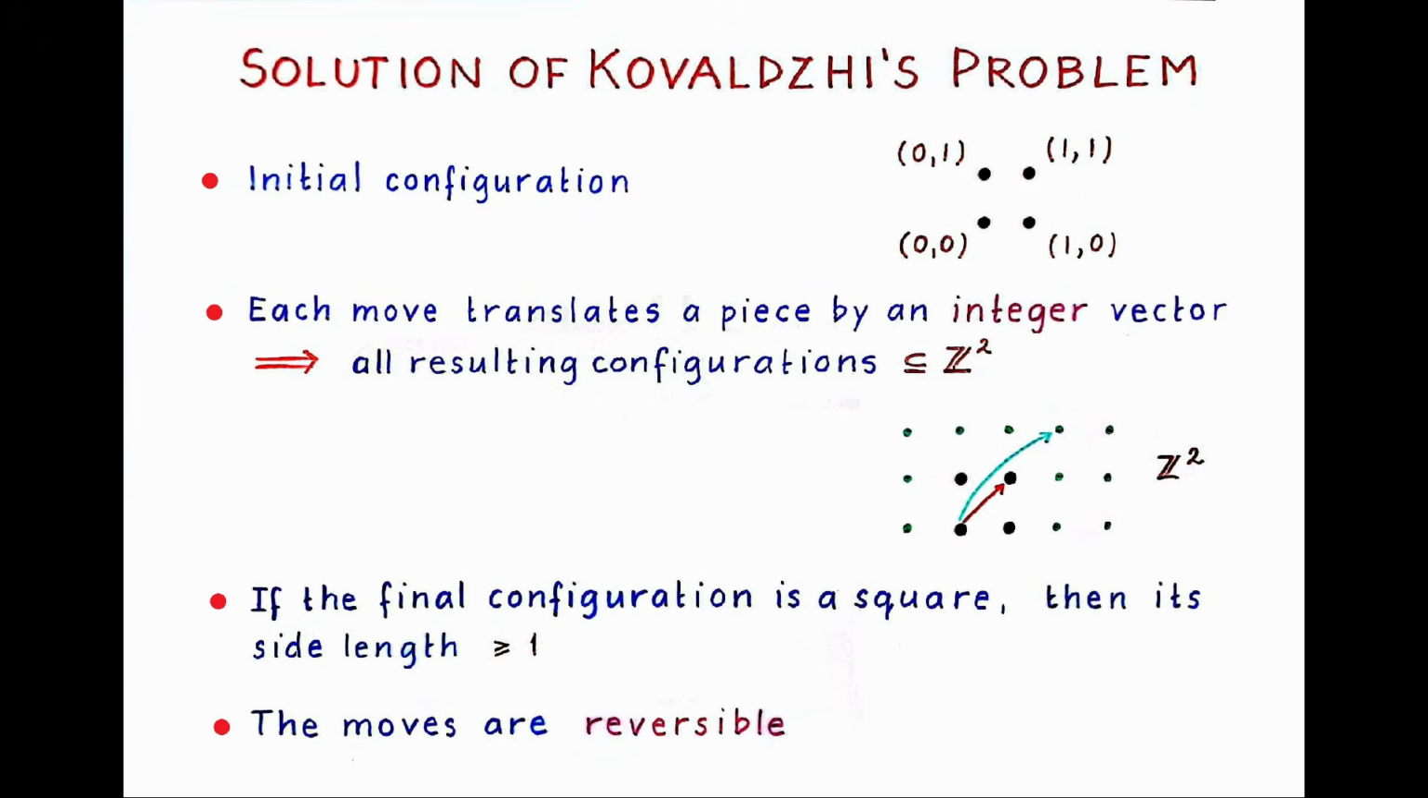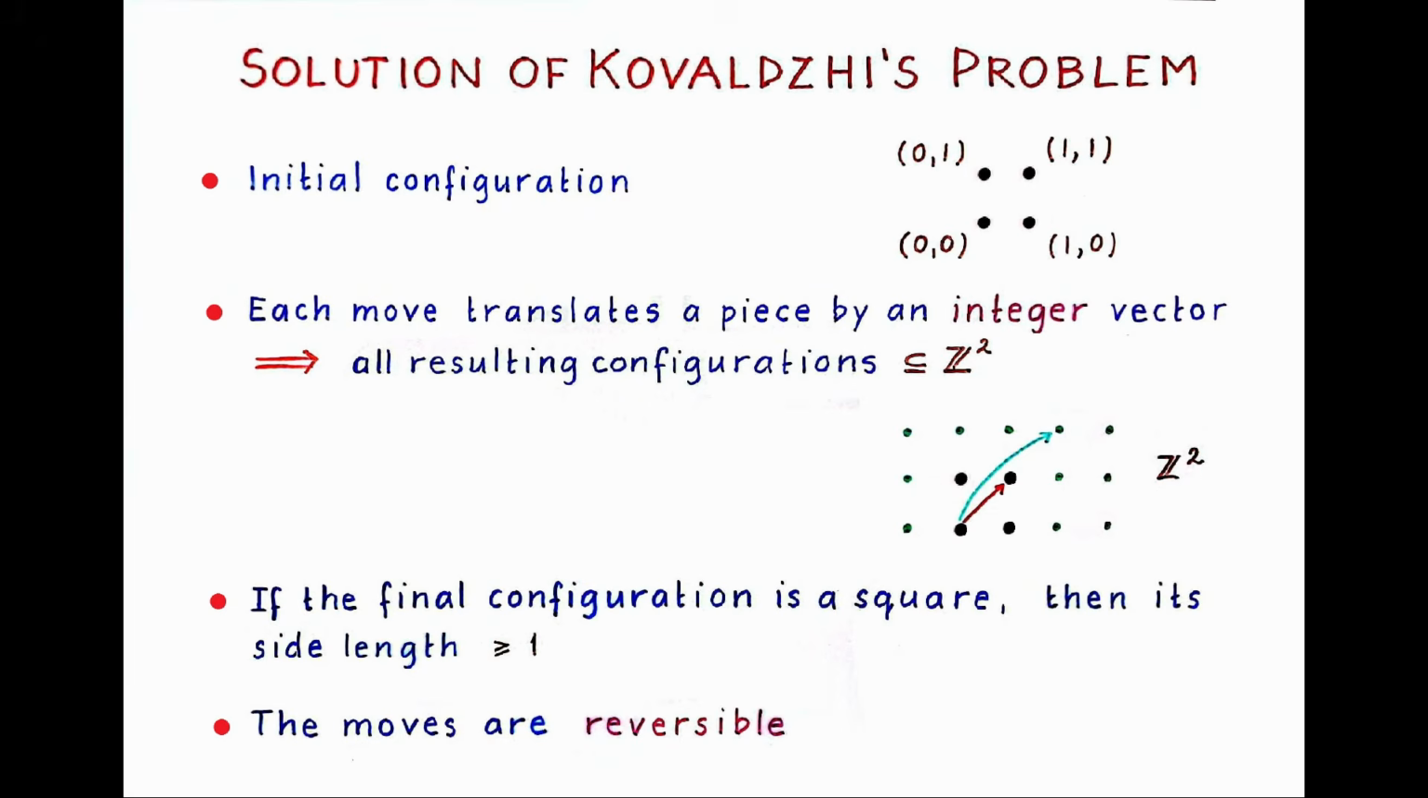But then, if I play this movie backwards, then in all of the positions, they will be sitting on a grid of side length 2. So I can never end up with the initial position where it was a unit square. So because of this, this is the solution of the problem.